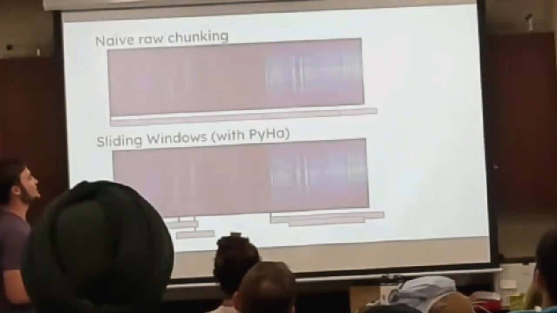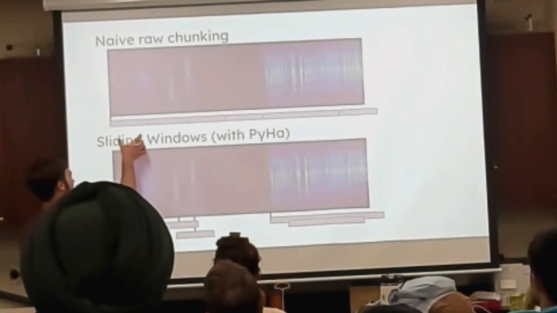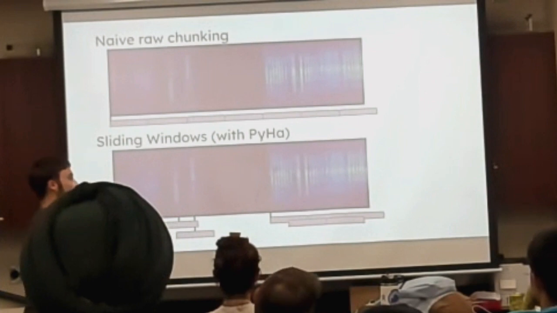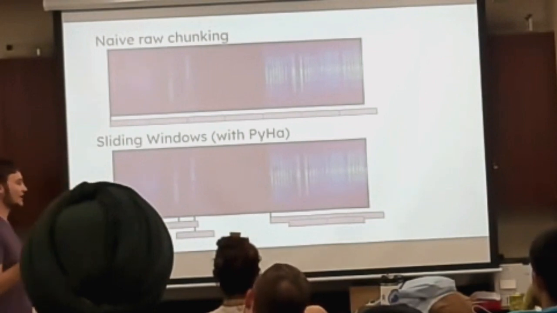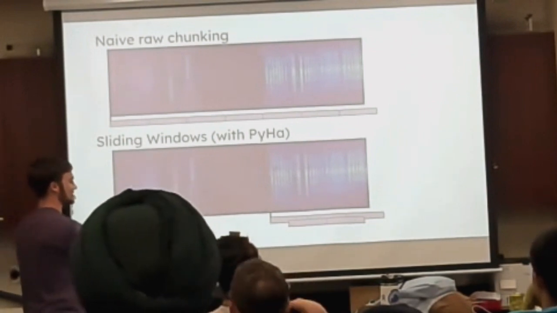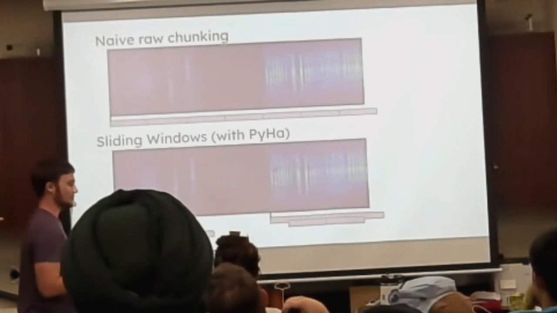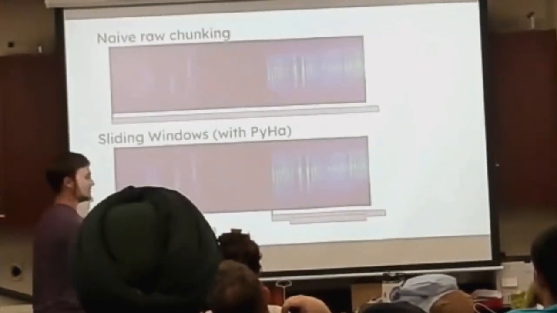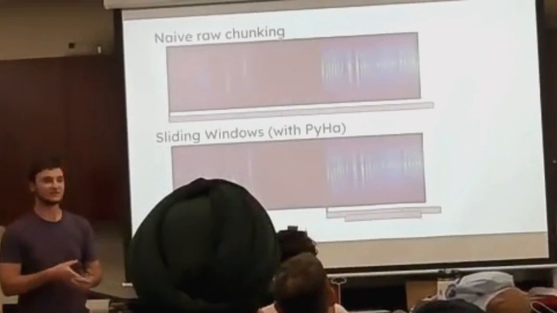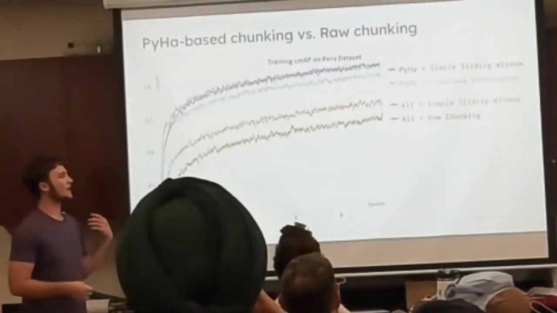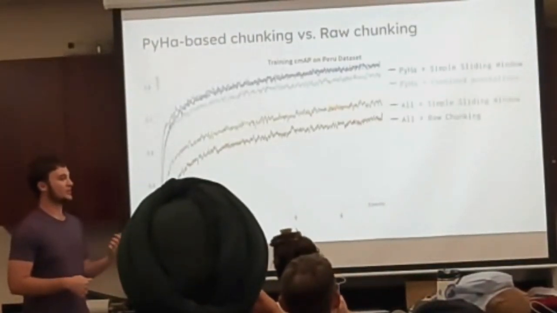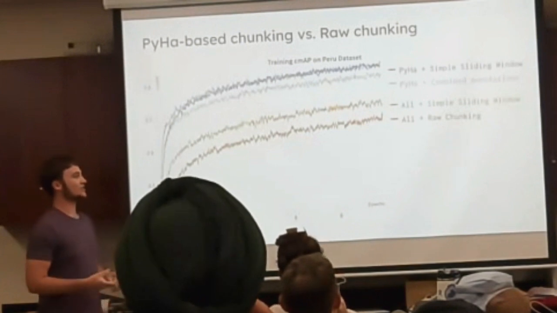And this is another slide on the chunking methods. We call the traditional chunking method raw chunking, because you're just taking it in and doing raw chunks on it. And then with PyHaw, you find these annotations where it believes there's some kind of bird and put the chunks on that. Next slide, Alex.